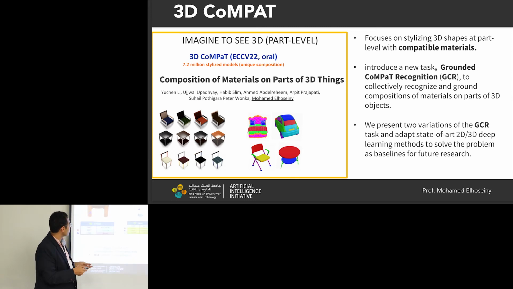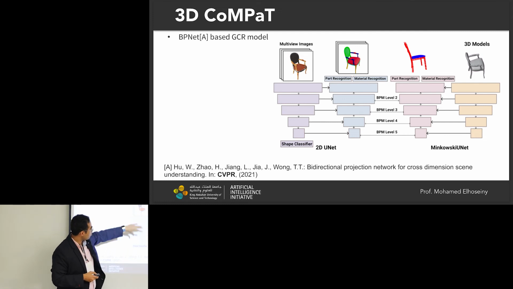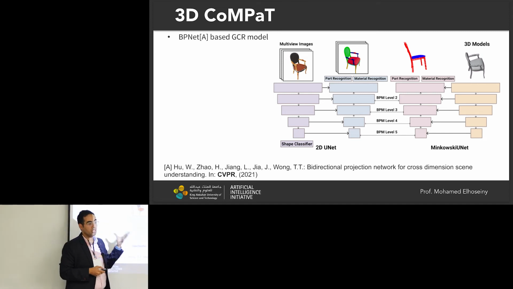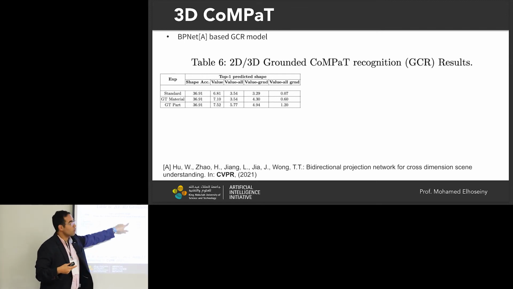And we proposed metrics for some baselines that can take the geometry, process it either in 2D or 3D, and predict the part material pair and where they are given the geometry itself. Shape accuracy is a standard, just classifying how good the model is in recognizing the shape. Value means the ratio of part material pairs that we recognize correctly in the image. Value grounded is the ratio of part material pairs that we detect in the image, and the mean IOU with the ground truth is more than 50%. So we ground it correctly in the image as well.